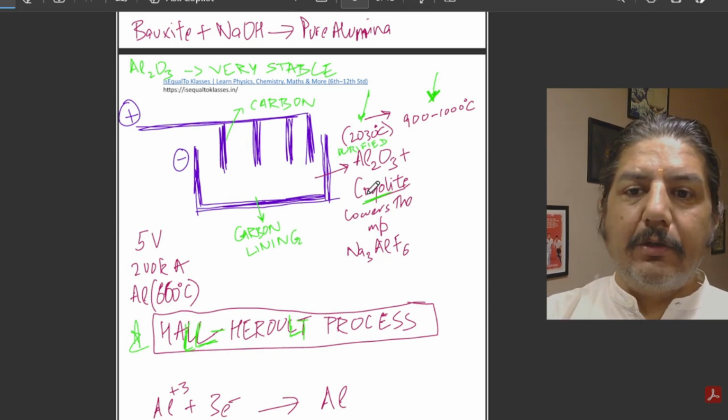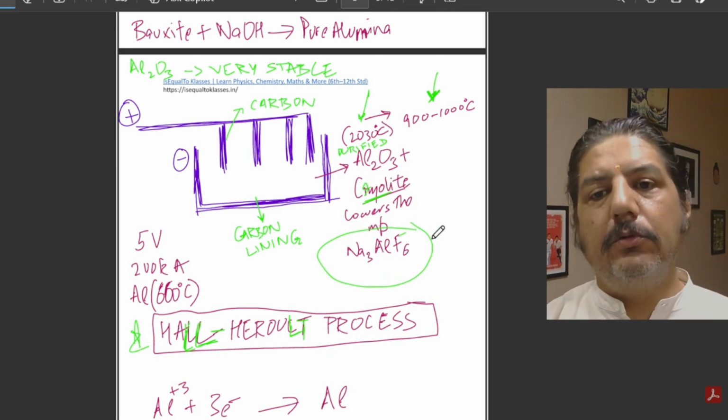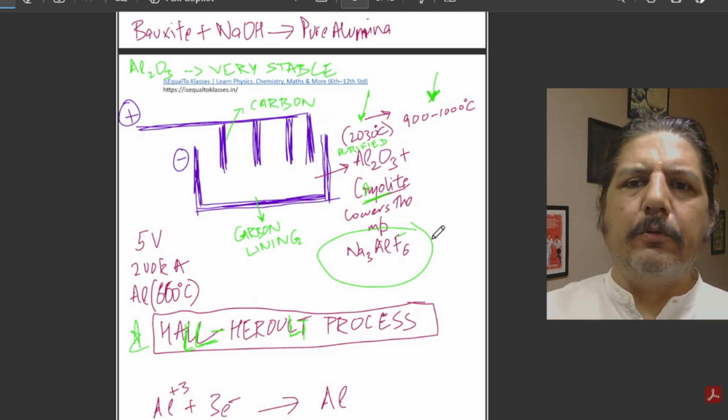So this is the magic that cryolite does. And in your book, they have also mentioned the formula of cryolite, Na3AlF6. So it will help you to remember this also.